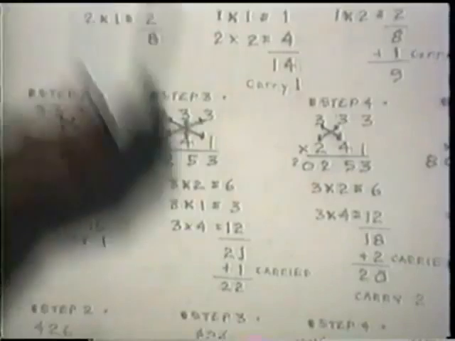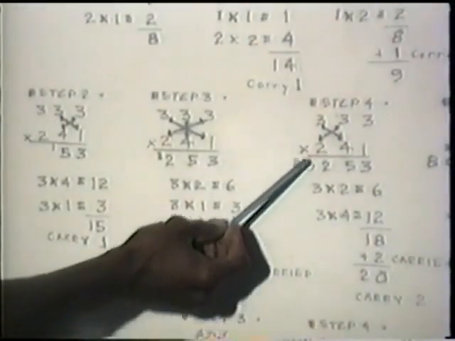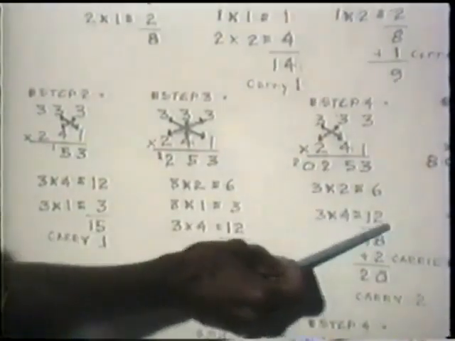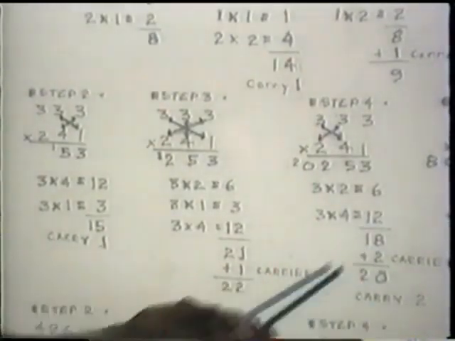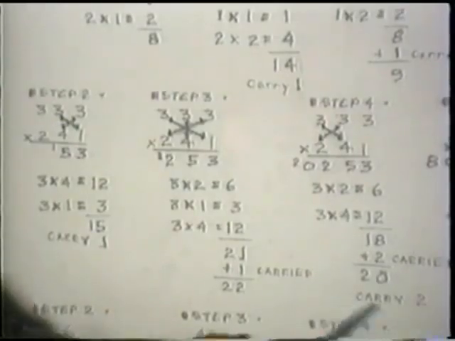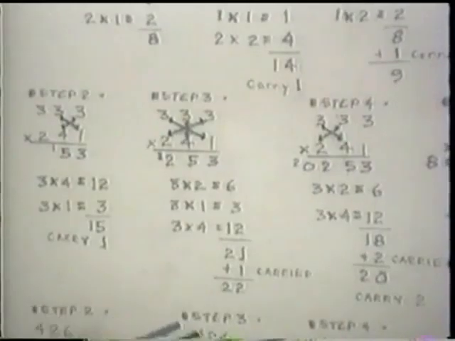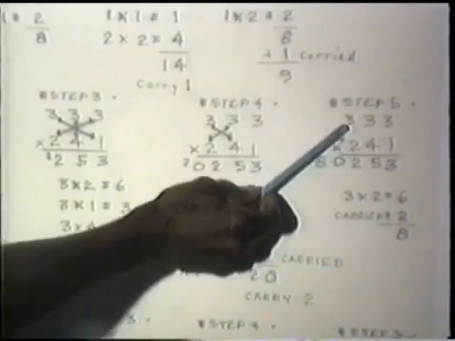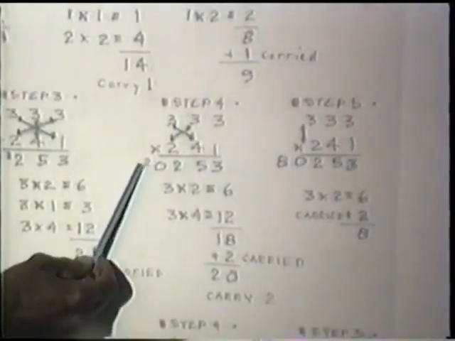We're carrying the 2. Watch us do it now. Here we go. Our fourth step is cross multiplication. 3 times 2 is 6. 3 times 4 is 12. We add them together and get 18. Plus the 2 that we carry, which makes 20. We're carrying 2. That's why we put the 2 right there. Our last step is vertical multiplication, which is 3 times 2. 3 times 2 is 6, plus that 2 over here that we carried, which makes 8.